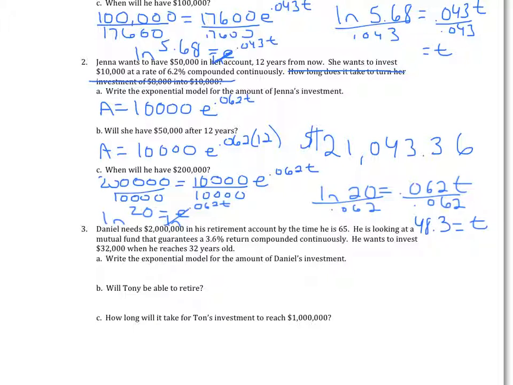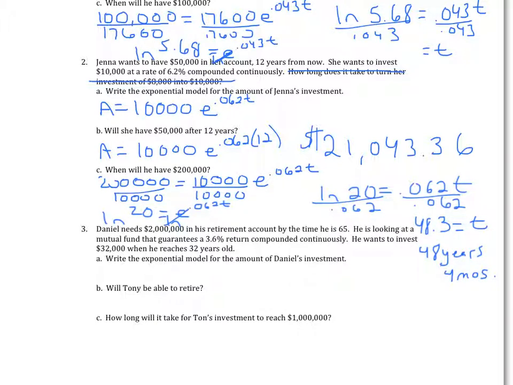48.3 years. And I want actual months, so 0.3 times 12 months gives me about 3.6, so I'm going to say I have 48 years and 4 months. I'm going to round.